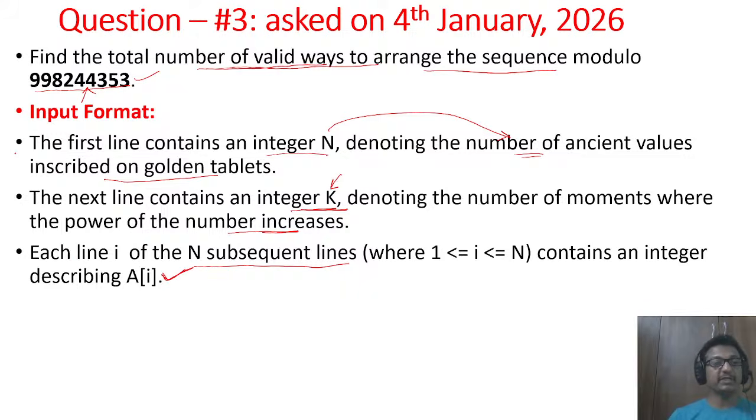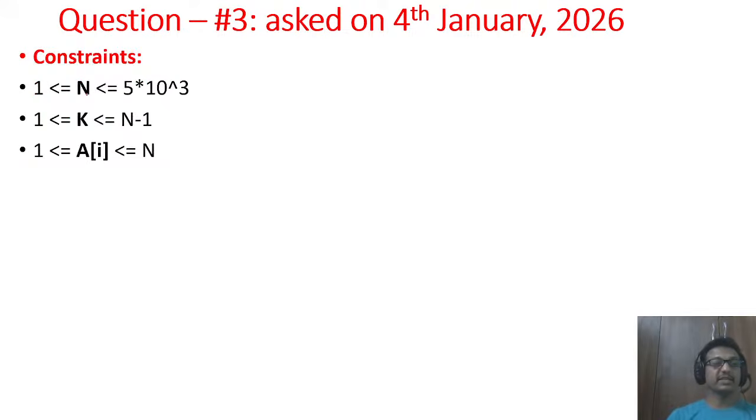That means your input contains three parts: n, the number of values; k, how the number should increase in the sequence; followed by n subsequent values. Those denote the numbers present in the sequence, and all those numbers form a sequence. Got it? Right. Now these are the constraints. N is between 1 and 5 times 10 to the power of 3. K is between 1 and n minus 1, and each number a of i is between 1 and n.